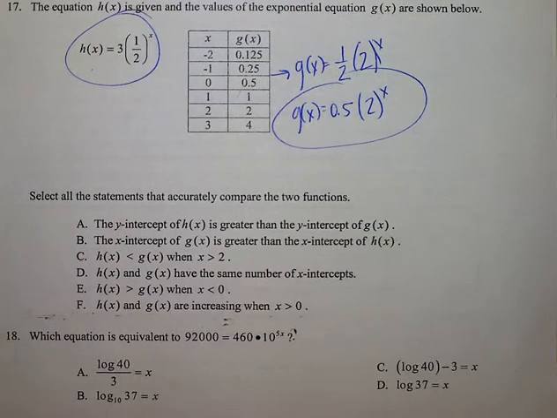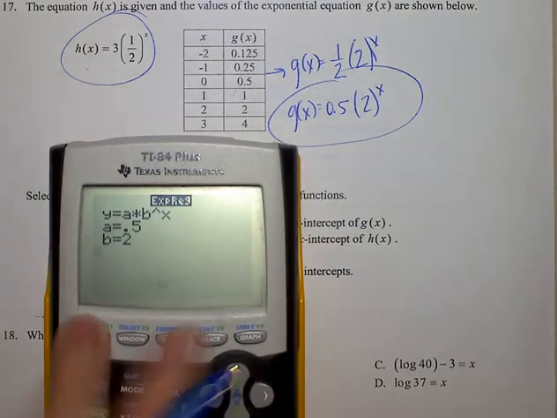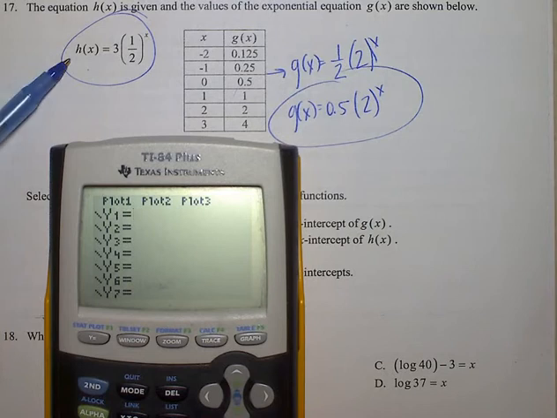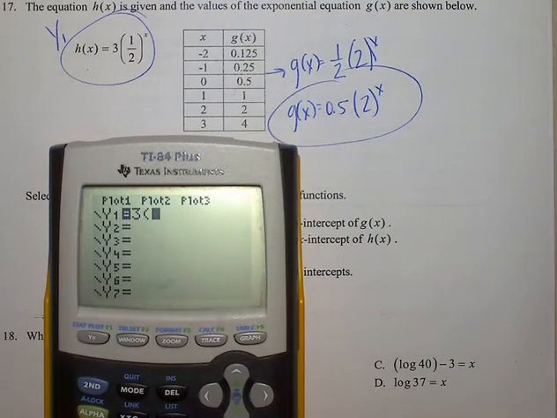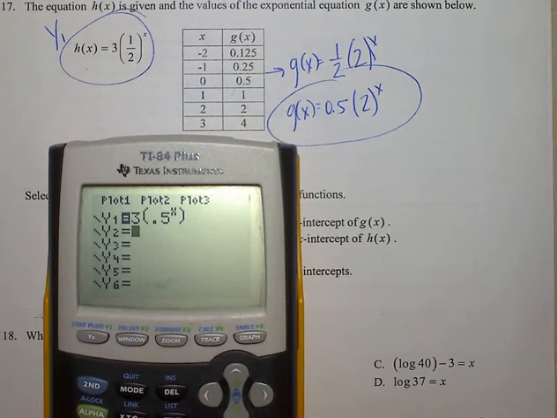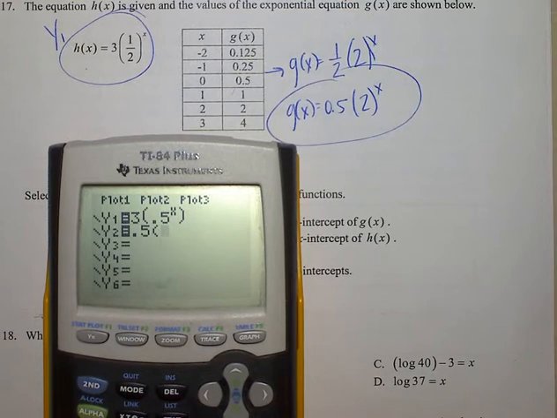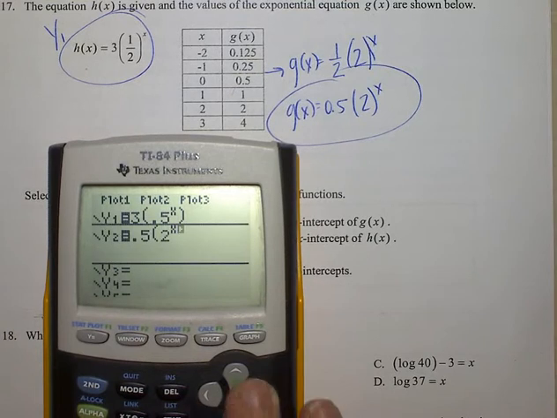Well, let's graph them. So I'm going to go up to y equals, and this is going to be my first equation. So it's my y sub 1. 3 times the quantity 0.5 raised to the x. And my next will be 0.5 times the quantity 2 raised to the x. Please make sure you're doing the same.